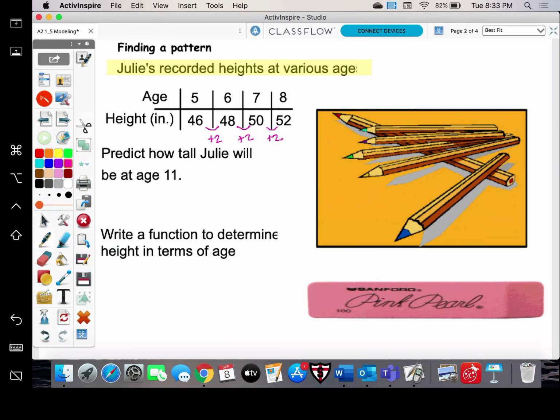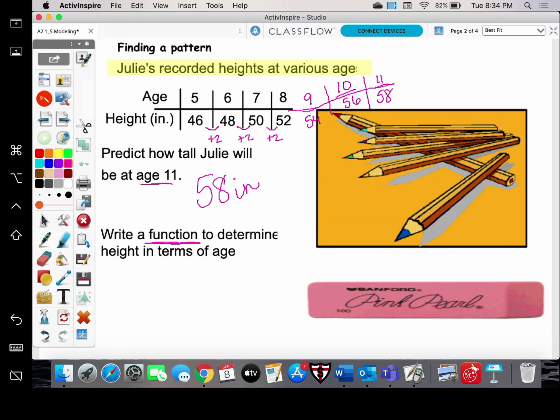All right. So if we were just going to use the pattern, how tall would she be at age 11? Well, at 9, she would grow another 2 inches, so that would be 54. At 10, she would grow another 2, so that would be 56. And 11 would be 58 inches. Now I know those look like fractions, I didn't mean them to be. Okay, just an extension of the table. So 58 inches is my prediction for Julie's height at age 11 if she keeps growing 2 inches a year.